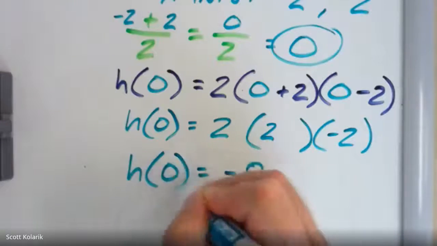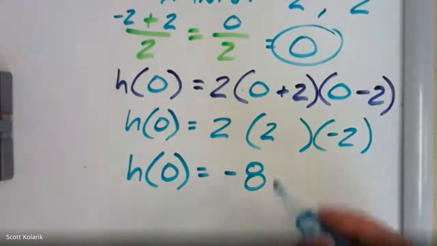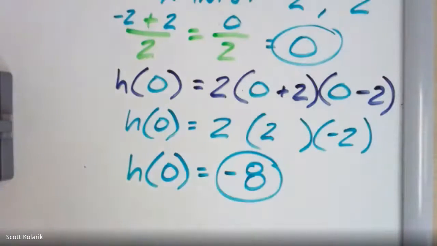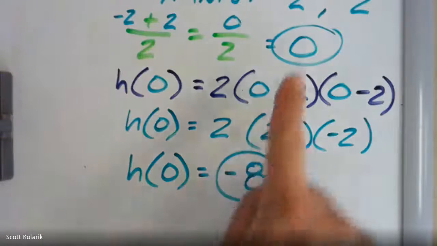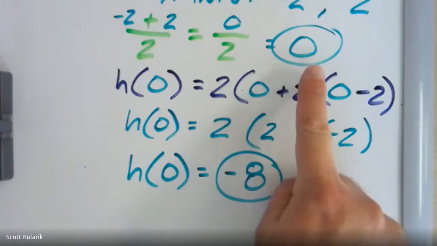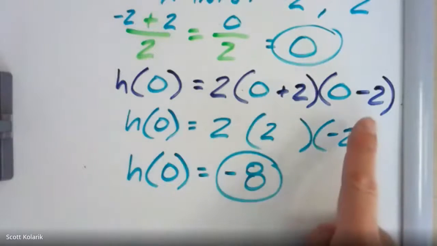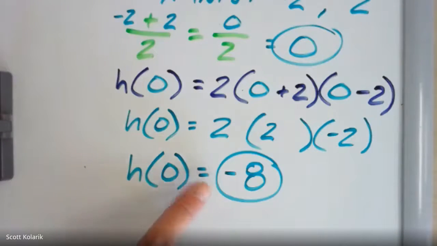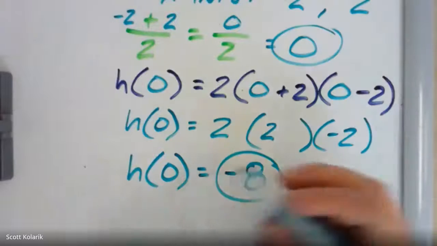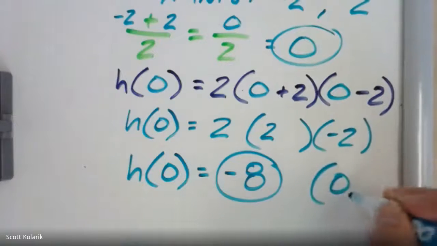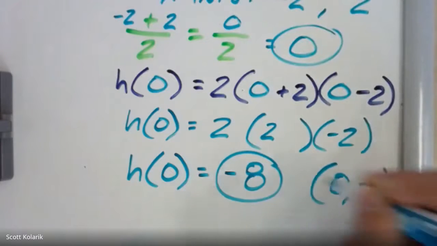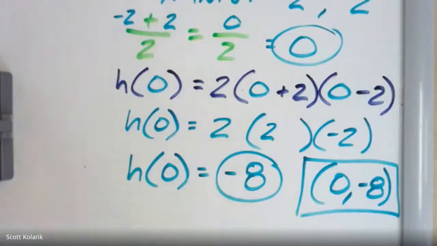And what we've created is a coordinate point. That negative 8 paired up with that 0 gives me my vertex. 0 again was the axis of symmetry. When I plugged that value into the equation, it spat out negative 8. We've created a coordinate point. The vertex of this is going to be at 0, negative 8. That is the answer to that part of the problem.